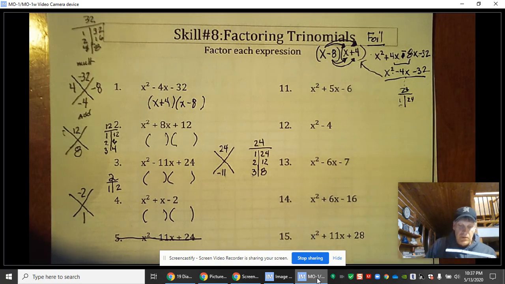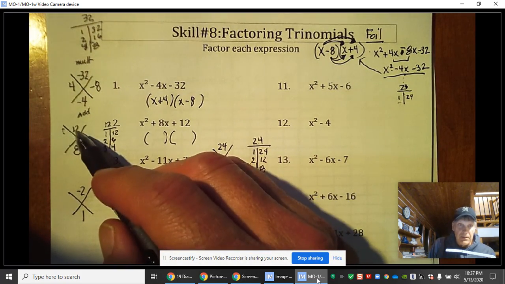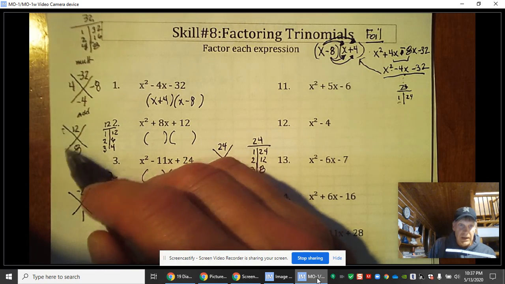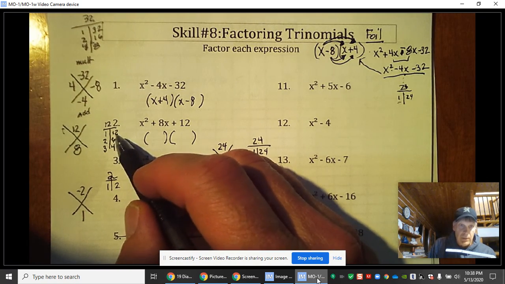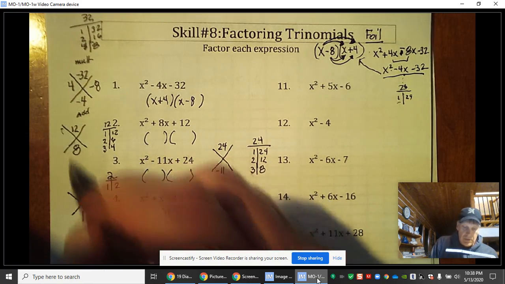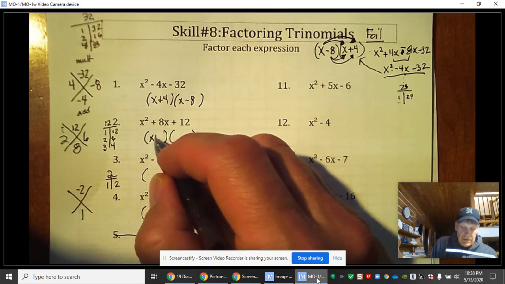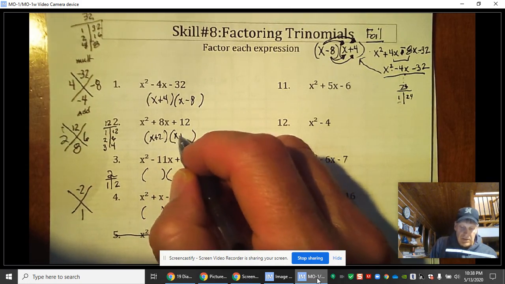Okay, so number 2, a little bit easier. What multiplies to 12 and adds to 8? Well, it can't be 1 and 12. Well, there it is right away, 2 and 6. So I'm going to put my 2 here, my 6 here, and those are my answers. X plus 2, x plus 6.